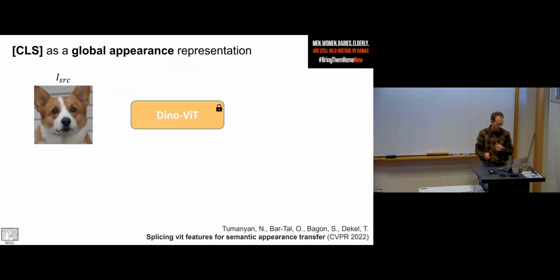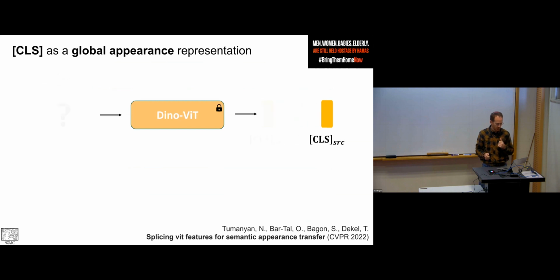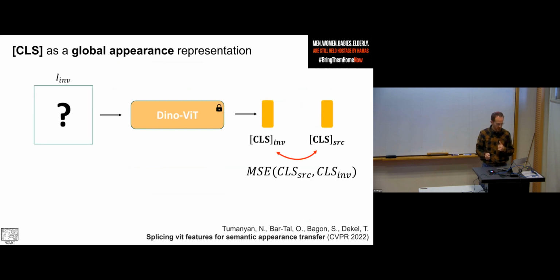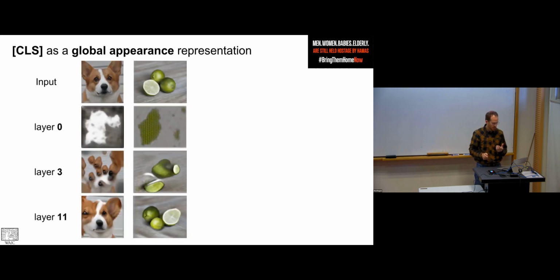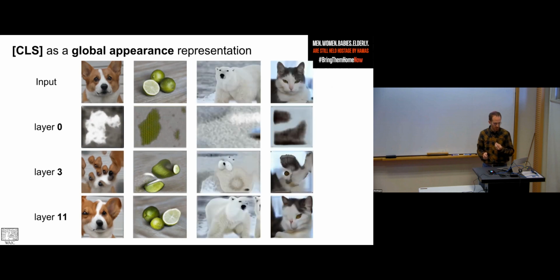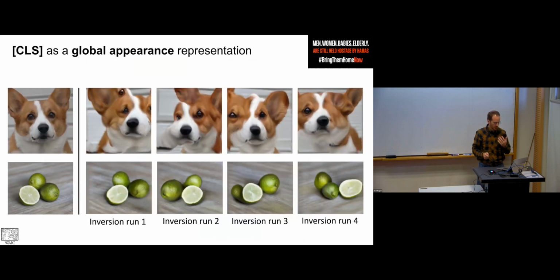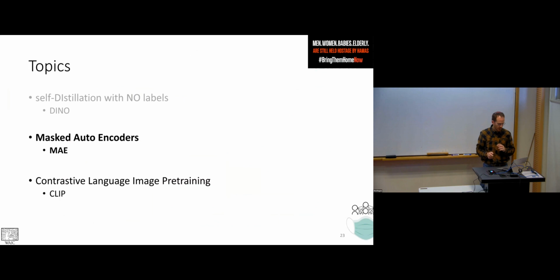So I'll skip this because we saw this kind of visualization when we talked about transformers. So what does the class token encode? And we saw this kind of inversion. The class token in DINO actually captures some appearance of the image in different layers. Again, it's flexible. If we try multiple times to optimize for this, we get different kinds of soft representations. And this is about DINO. Any questions?